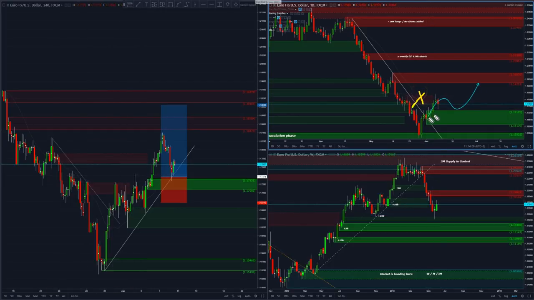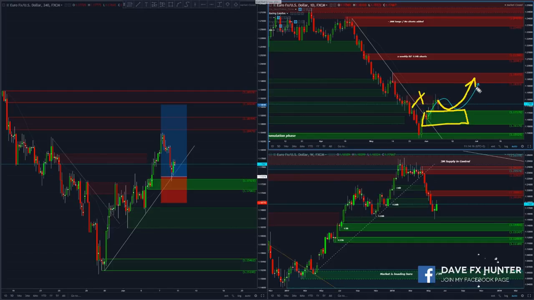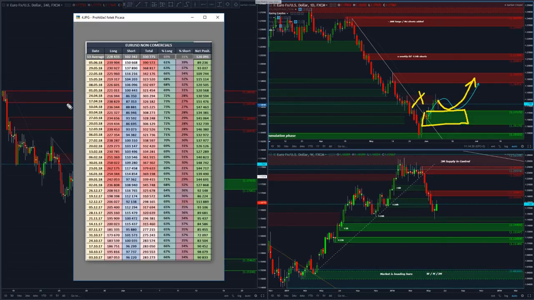This supply zone created this new demand zone, which could be a potential nice level for the move higher. All of this is still supported by the banks' numbers. So what do I see? They added last week nice longs, 9K longs, but they also added some shorts. So what does it tell me? That tells me that they are preparing for the shorts.